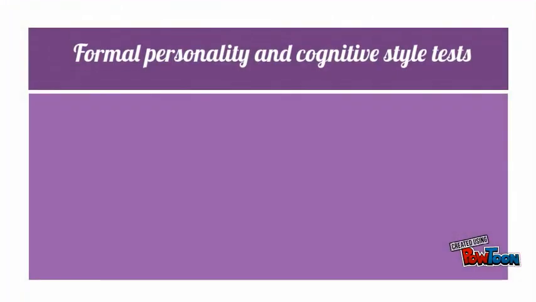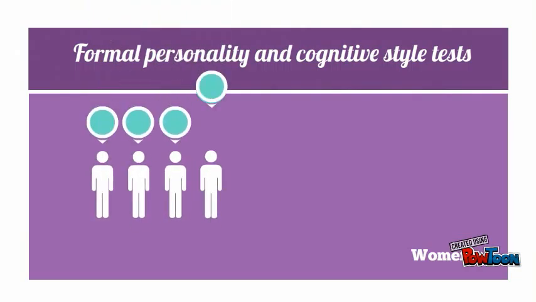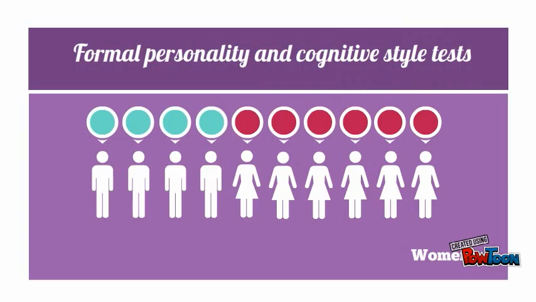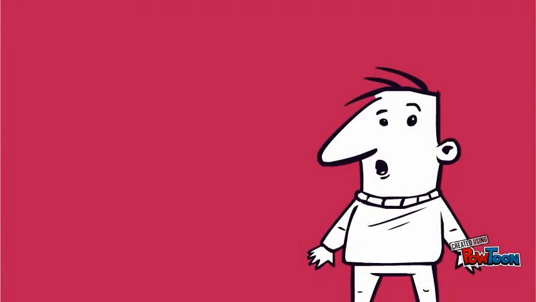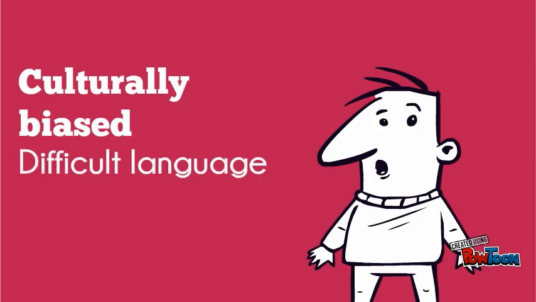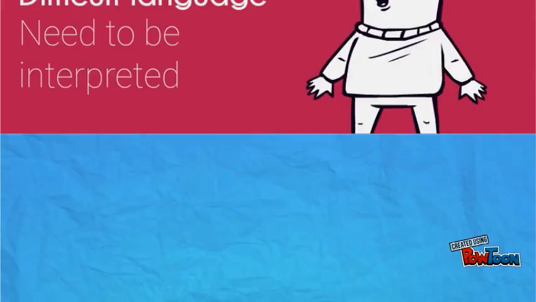Number 2. Formal personality and cognitive style tests. If this kind of test is available to you, you might try using them in your class, but with caution. Most of the time, these tests are culturally biased, have difficult language, and need to be interpreted.